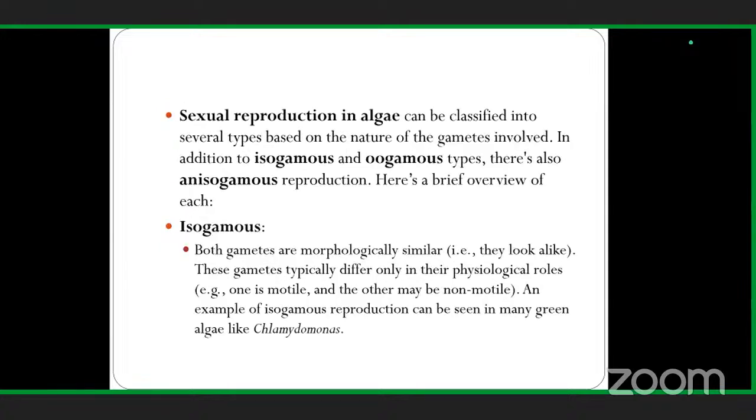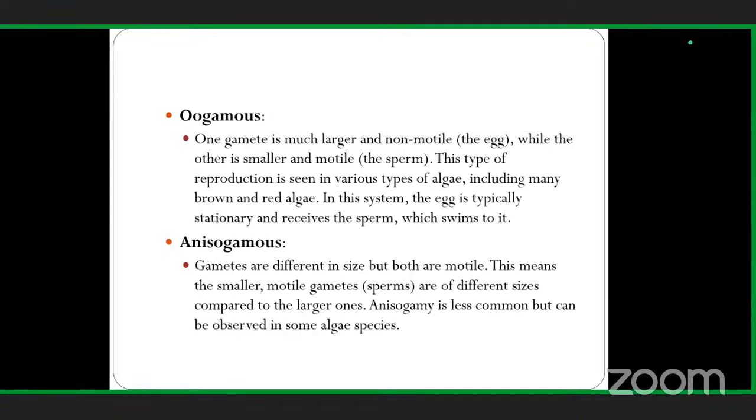So we have learned the sexual reproduction, that is of 3 types. Isogamous, where the gametes are morphologically similar. Next is oogamous, where one is larger and non-motile, that is the egg, and the male, that is the sperm, is smaller and motile, meaning it can move. Next is anisogamous, where the gametes are different in size, meaning they are morphologically not similar, but are motile. This is very less common, but you can also find it somewhere like Cladophora.